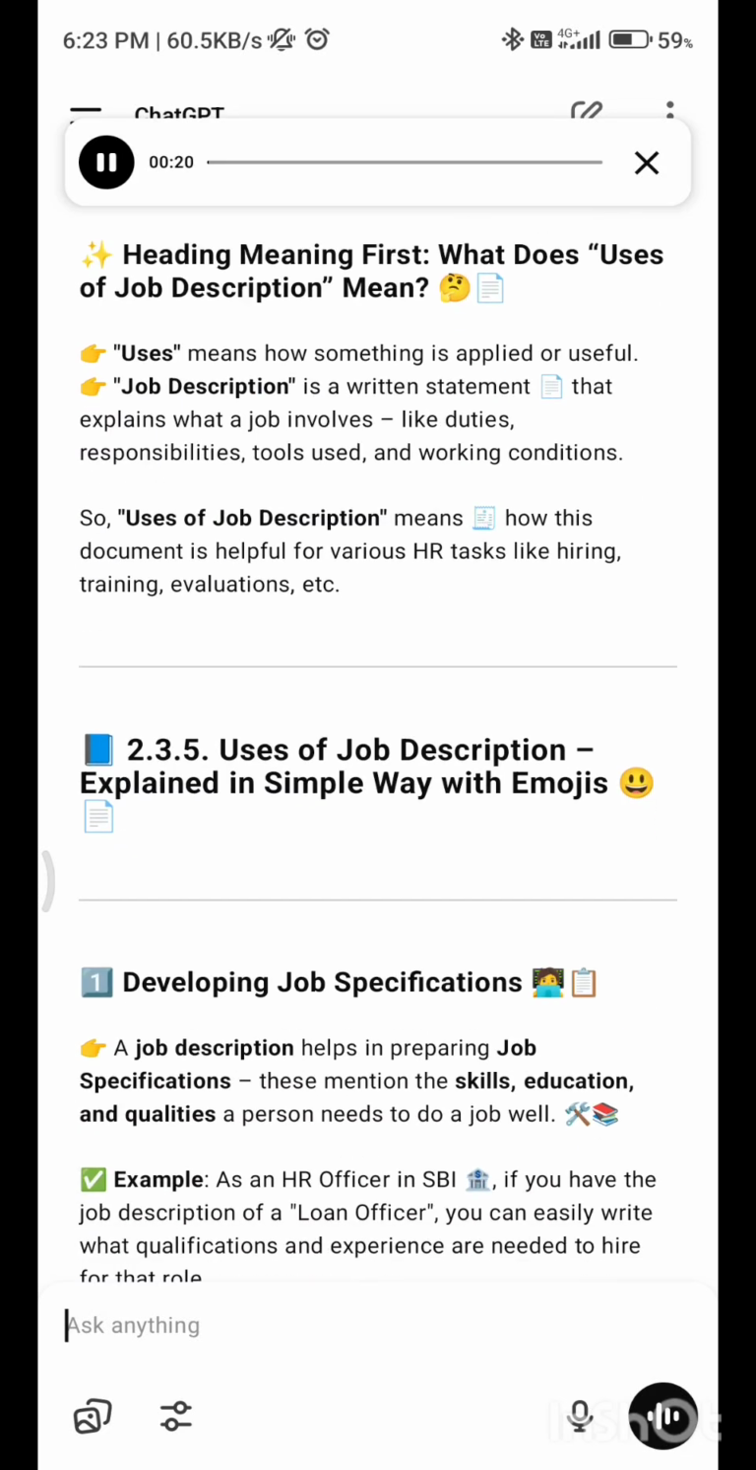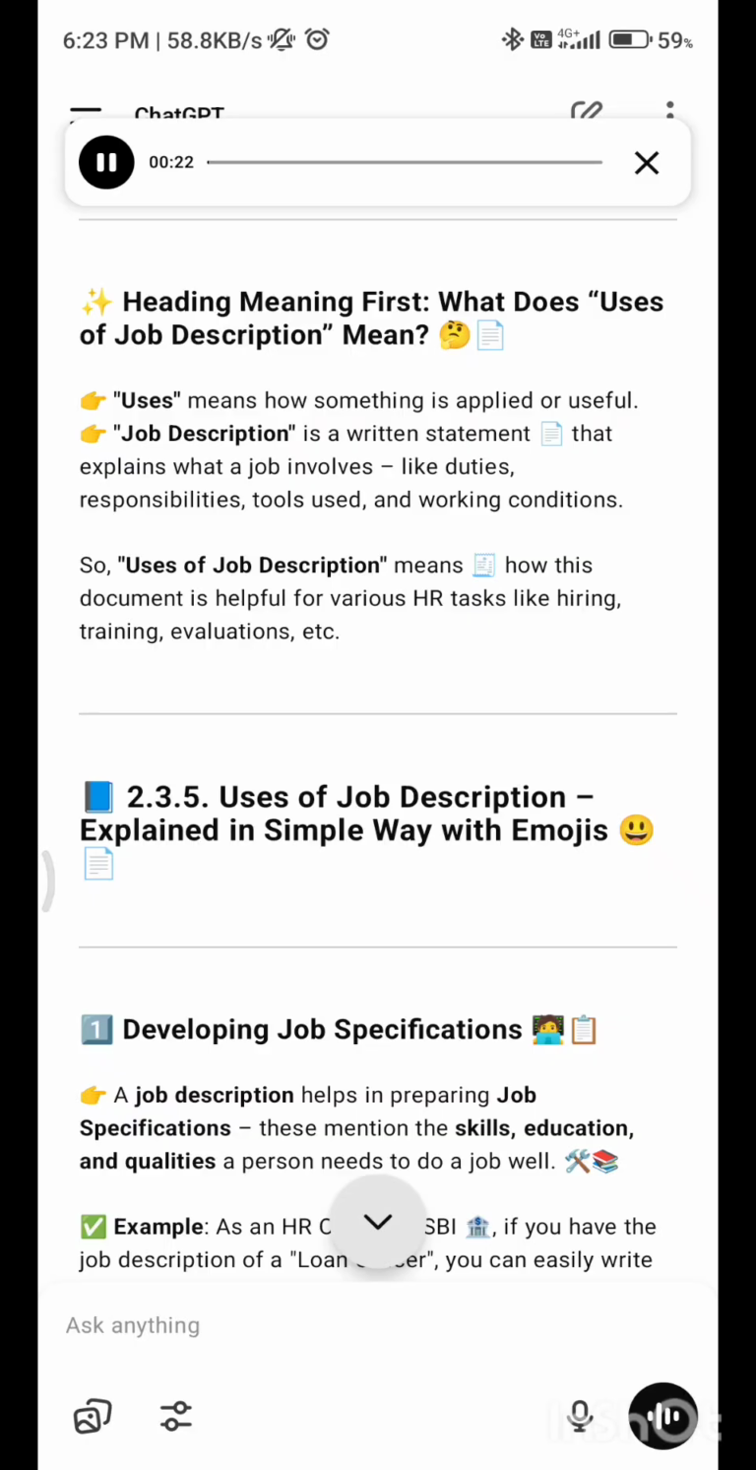Heading meaning first. What does uses of job description mean? Uses means how something is applied or useful. Job description is a written statement that explains what a job involves, like duties, responsibilities, tools used, and working conditions. So, uses of job description means how this document is helpful for various HR tasks like hiring, training, evaluations, etc.